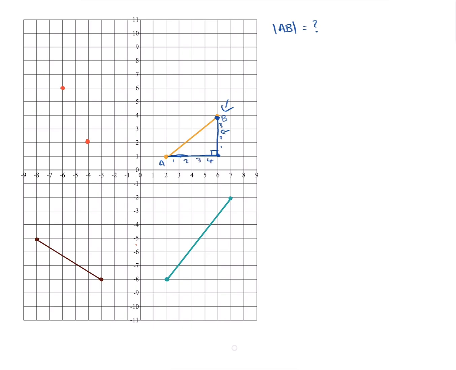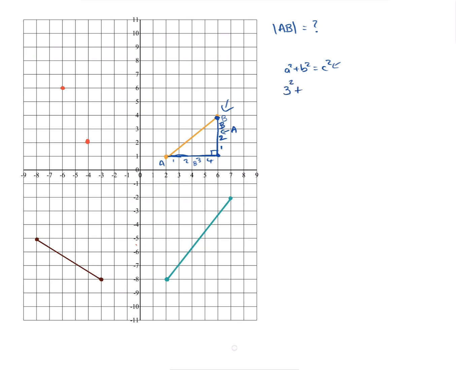So if you remember Pythagoras' theorem, it's a squared plus b squared equals c squared. Now, in this case, c is the hypotenuse, and that is the length of the yellow line. And a is this side here, and then b is this side down here. So we figured out that a was 3 boxes long. 1, 2, 3. So we write 3 squared.